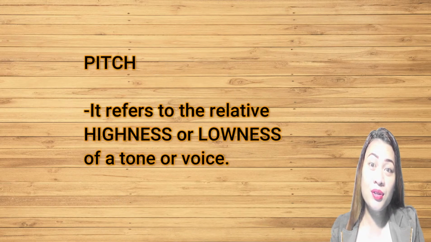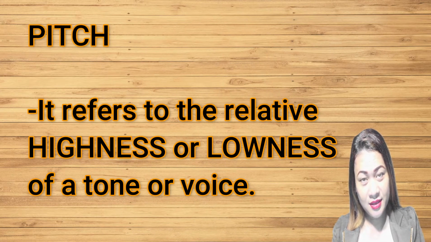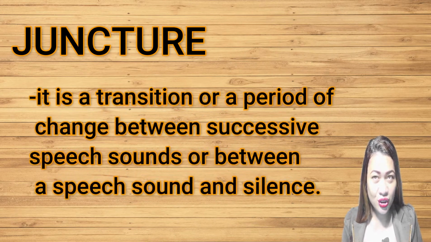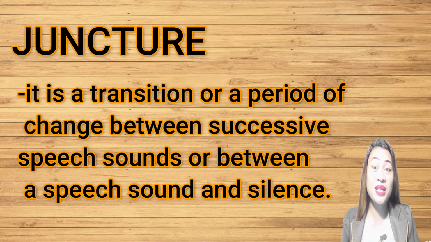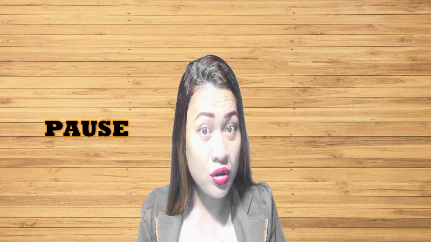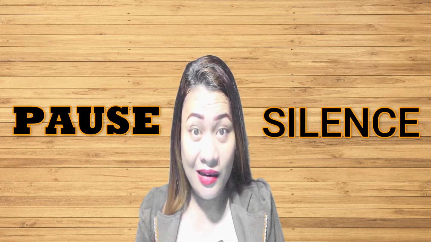Next is the pitch. The pitch is very simple. It refers to the relative highness or lowness of a tone or voice. As simple as that. And the third one is the juncture. The juncture is a transition or a period of change between successive speech sounds, or between a speech sound and silence. In pronouncing the twin words with identical sounds, you observe a juncture or a pause or a silence between the words to make them clear.